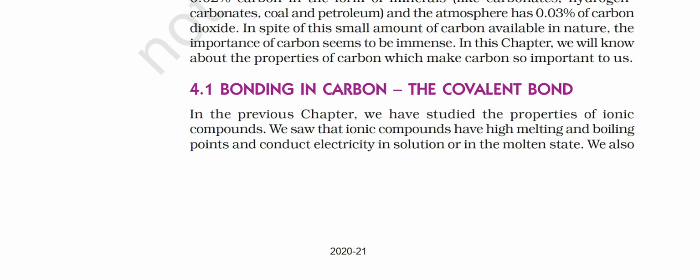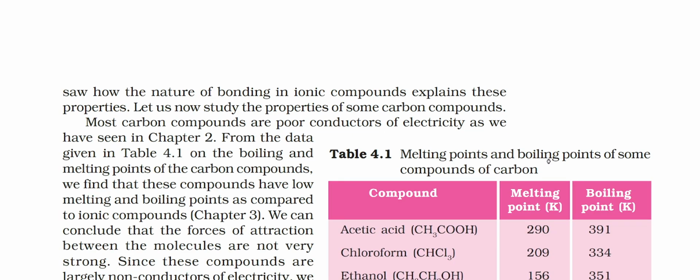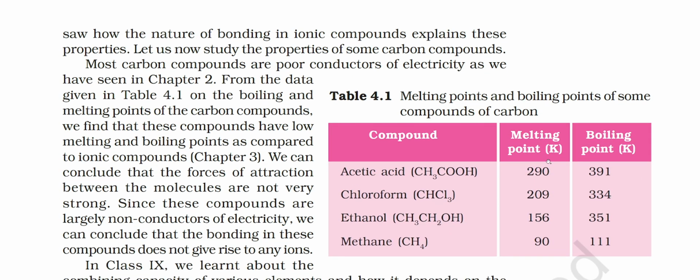In the previous chapter, we have studied the properties of ionic compounds. We saw that ionic compounds have high melting points and boiling points and conduct electricity in solutions or in the molten state. We also saw how the nature of bonding in ionic compounds explains these properties. Let us now study the properties of some carbon compounds.